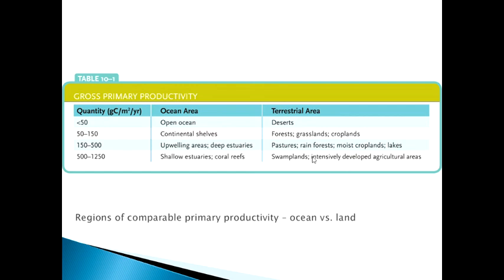And then highest, swamplands, intensively developed agricultural areas. This is human forcing of high productivity, and that's equal to the very shallow estuaries, lots and lots of nutrients, lots and lots of solar radiation, and coral reefs of the ocean. So this is a good chart comparing productivity and sort of analogous areas on land.